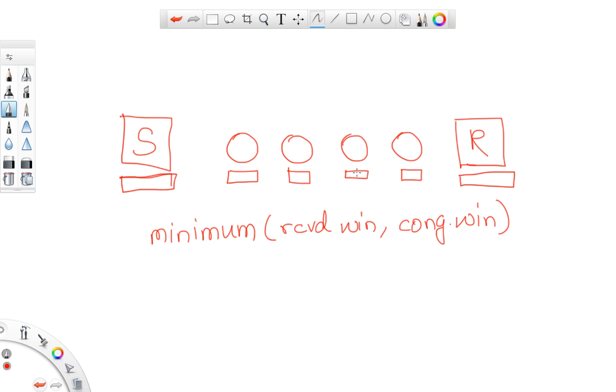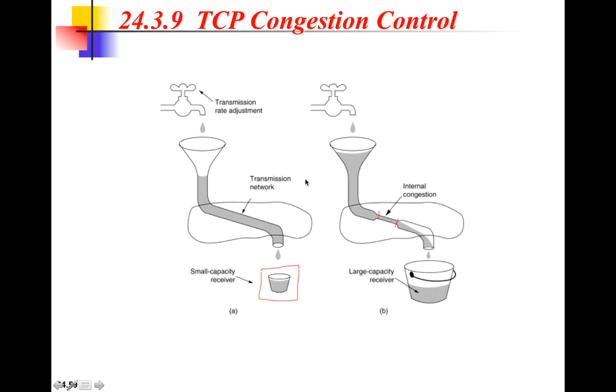But how can we find out the window sizes? There are too many routers in here. That's going to be a problem. So instead, we have a mechanism called congestion control. Now let's see how congestion control works.